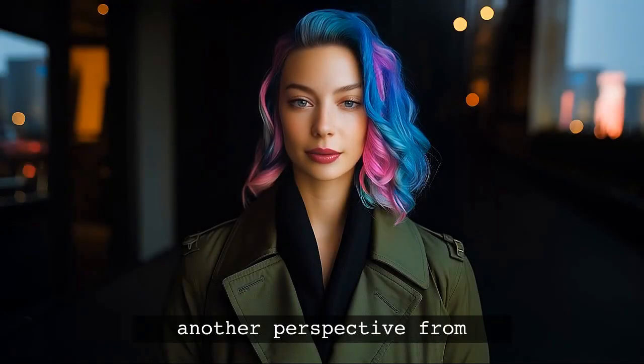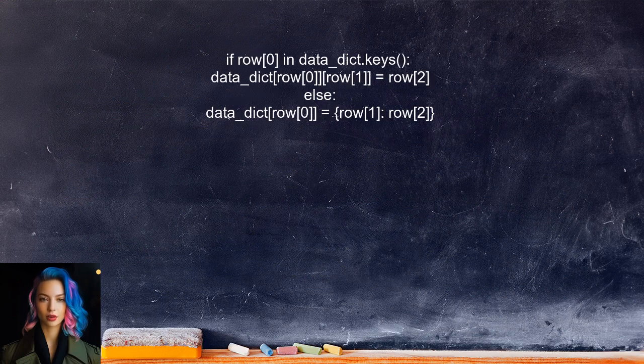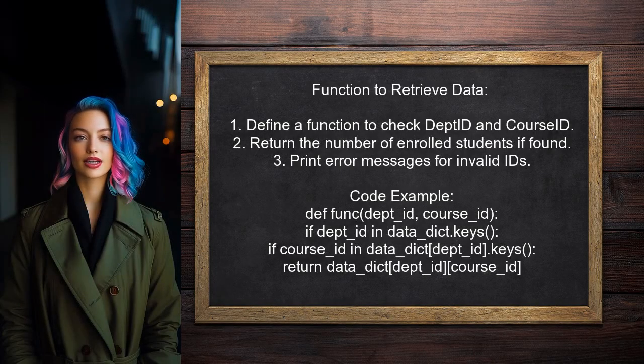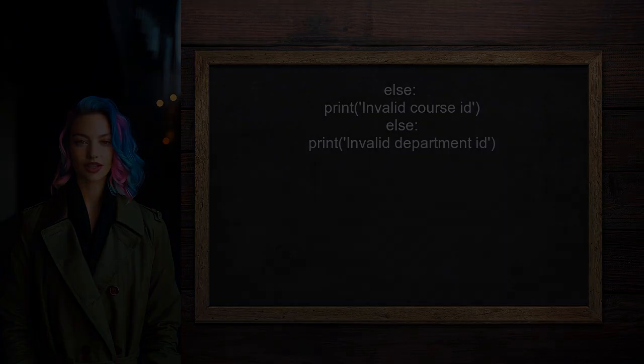Let's check out another perspective from a different user. An alternative approach suggests converting your data into a dictionary for easier access. First, save your text file as a CSV to handle spaces effectively. Then use the CSV reader to read the data and populate a nested dictionary. This allows you to store multiple course IDs for each department ID. To retrieve the number of students enrolled, define a function that checks if the department ID and course ID exist in the dictionary. If they do, return the number of students. Otherwise, print an error message.